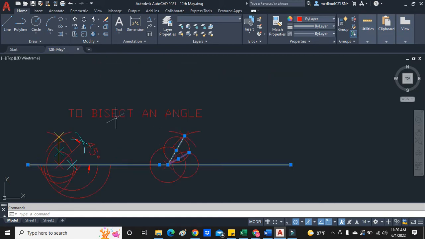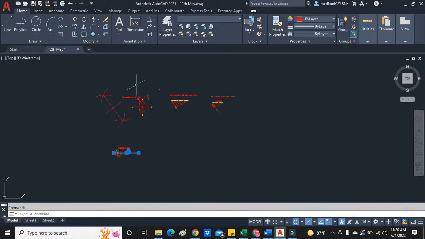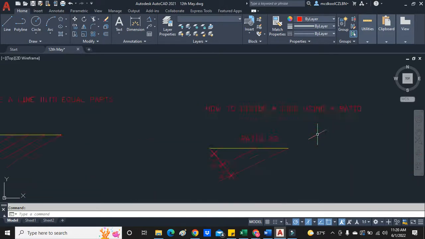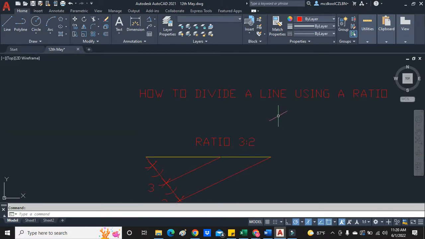All right, so we looked at bisecting angles while constructing and bisecting angles. We looked at how to bisect a line. We looked at how to divide a line into equal parts and also how to divide a line using a ratio.